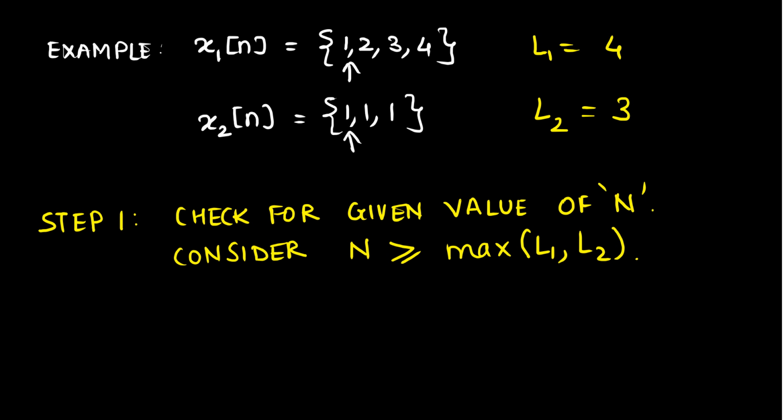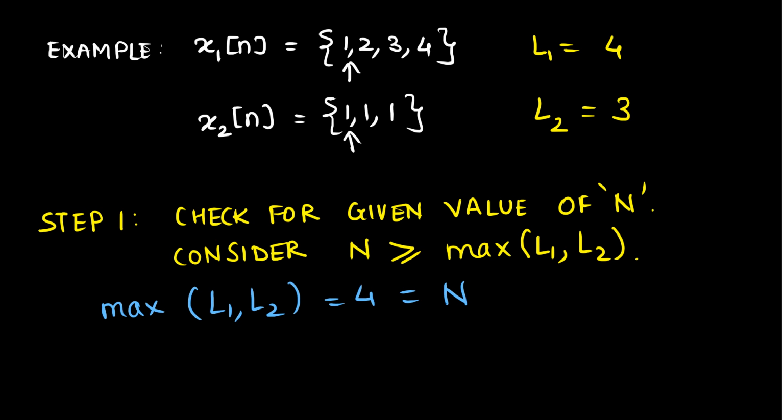So in our considered example, we need to find the value of N, and if we look at the lengths, then the value of max of L1, L2 is equal to 4. So let us consider the value of N as equal to 4. We can consider the value of N as 5, 6 and so on, but let us consider the minimum possible case. So let the value of N be equal to 4.